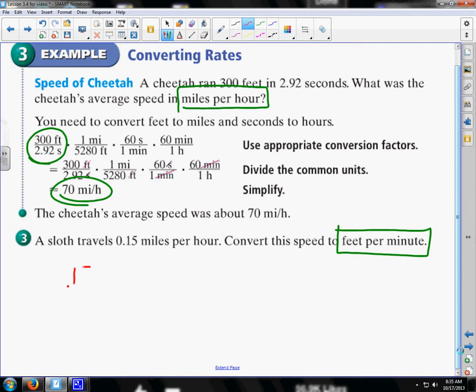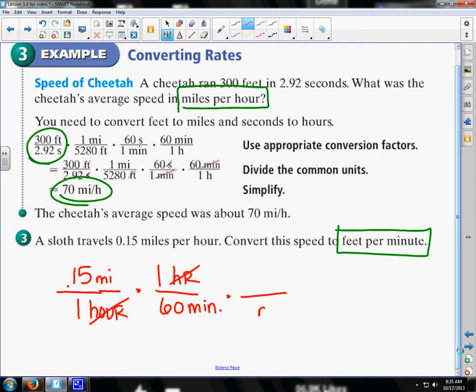Okay, so I have 0.15 miles, MI, per 1 hour. So then, I don't want an equal sign, I want to multiply. And then I'm going to put 1 hour on top equals 60 minutes. So now my hours cancel out and I have minutes. And then I'm going to put miles on the bottom because miles is on the top in the beginning fraction. And I'm going to do 5,280 feet on the top. So now I'm left with feet per minute.